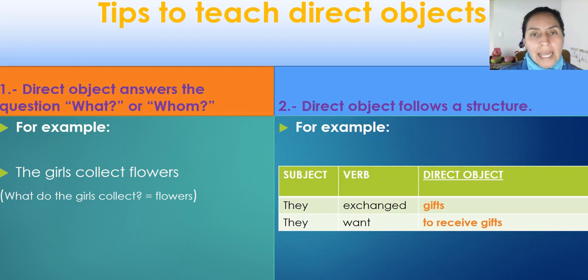For example, they exchanged gifts. This is a declarative sentence, and the direct object is the word gifts, and so that sentence follows the pattern subject, verb, and direct object. In the same way, they want to receive gifts. This is a to-infinitive clause, and the direct object is the clause to receive gifts. So that clause follows the pattern subject, main verb, and direct object within a to-infinitive clause.